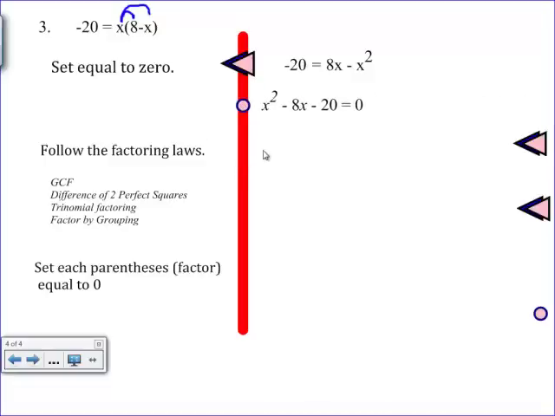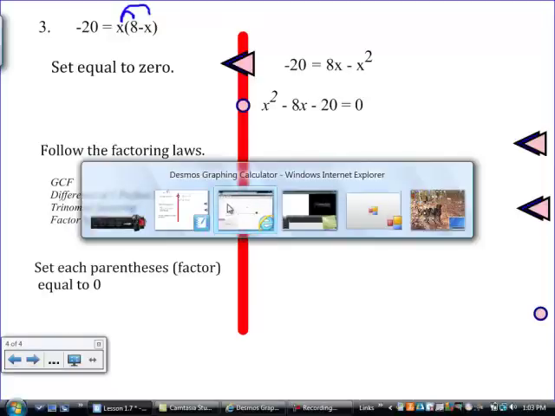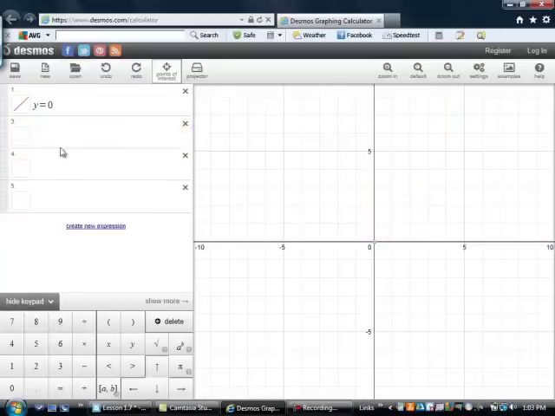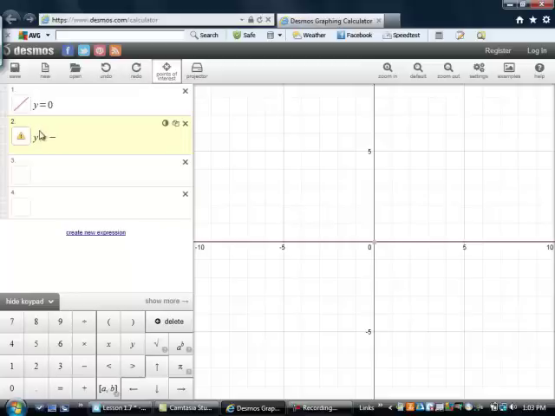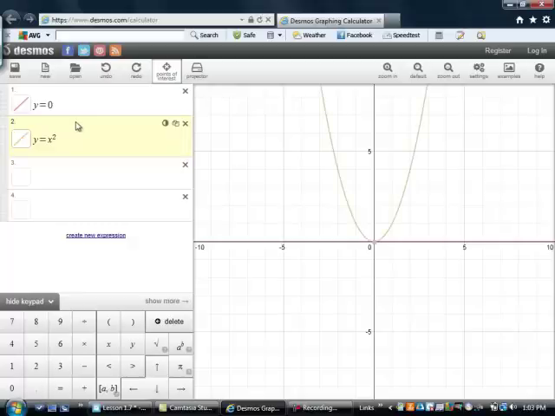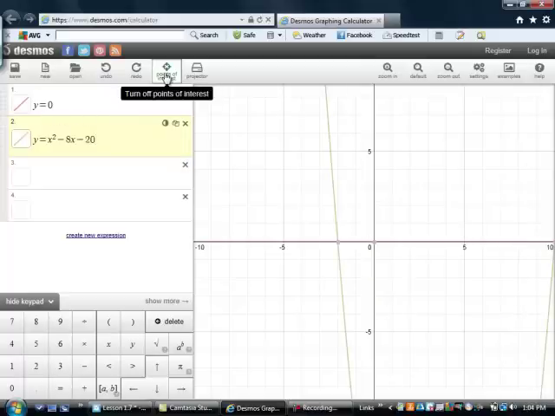And I'm going to go to my calculator right now. I'm not going to bother with doing the factoring. Let me go right to my calculator. And I'm going to type in y equals x squared minus 8x minus 20. And let me see if I can figure out my points of intersection.